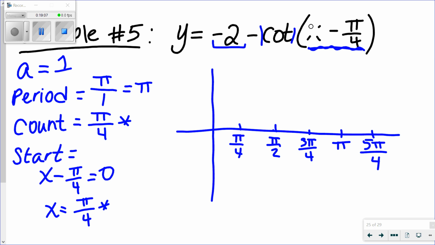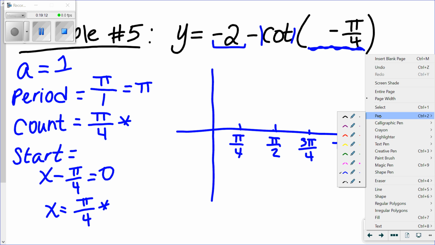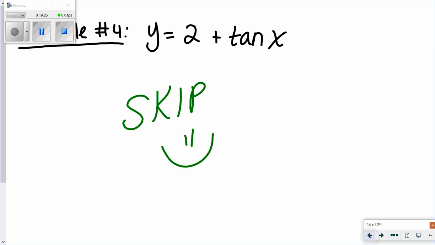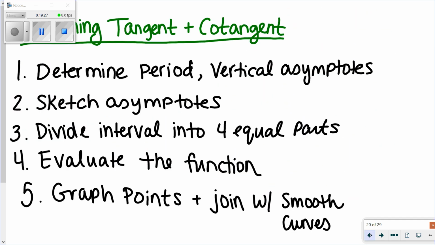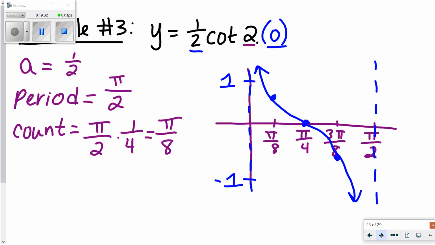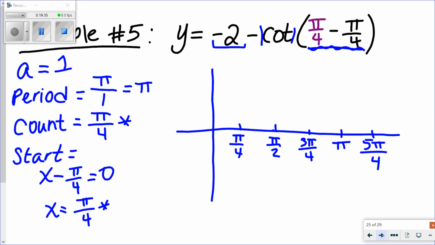So I'm going to erase this x so you can see what I'm going to do to plug in my values. First value I want to plug in is pi over 4. Well, pi over 4 minus pi over 4 is 0, and the cotangent at 0, I'll go check, cotangent at 0 is undefined, which means we are going to have a vertical asymptote at pi over 4.